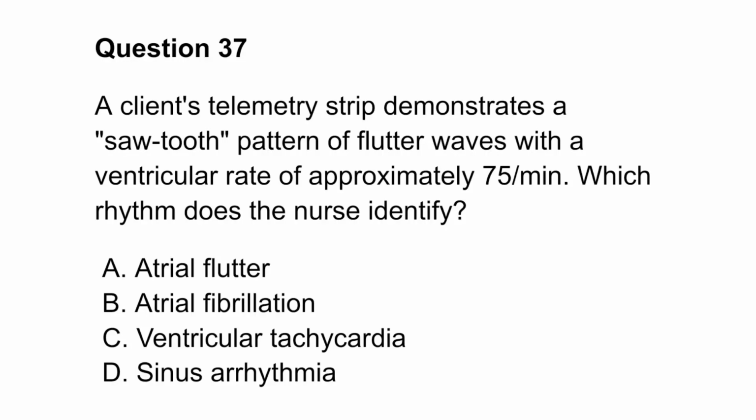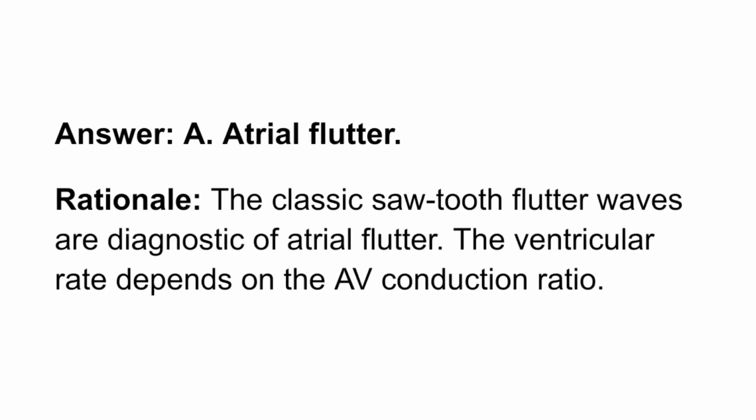Question 37. A client's telemetry strip demonstrates a sawtooth pattern of flutter waves with a ventricular rate of approximately 75 per minute. Which rhythm does the nurse identify? A. Atrial flutter. B. Atrial fibrillation. C. Ventricular tachycardia. D. Sinus arrhythmia. Answer: A. Atrial flutter. Rationale: The classic sawtooth flutter waves are diagnostic of atrial flutter. The ventricular rate depends on the AV conduction ratio.